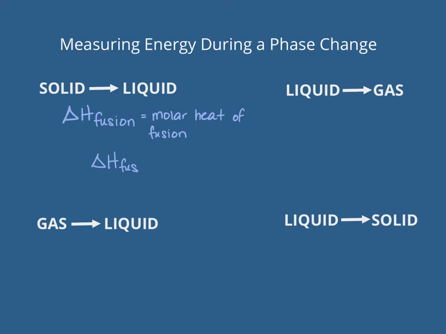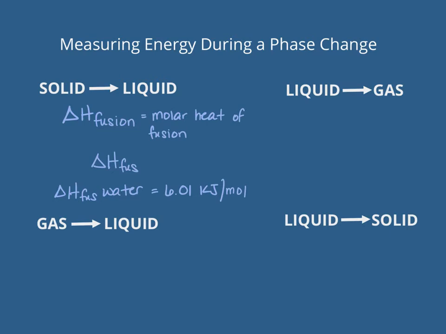For example, the molar heat of fusion, or the delta H fus for water, is 6.01 kilojoules per mole, meaning that it takes 6.01 kilojoules for every mole of water to change its phase from solid to liquid. And this is a good value to have written down in your notes, as it's the one we're going to use most commonly.